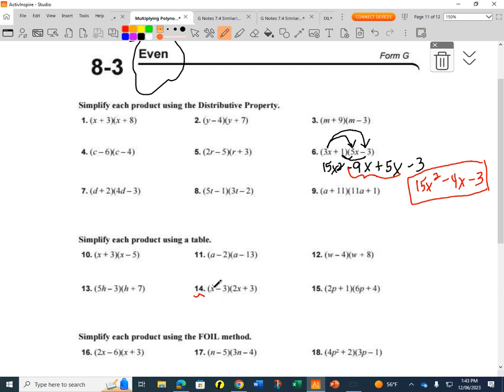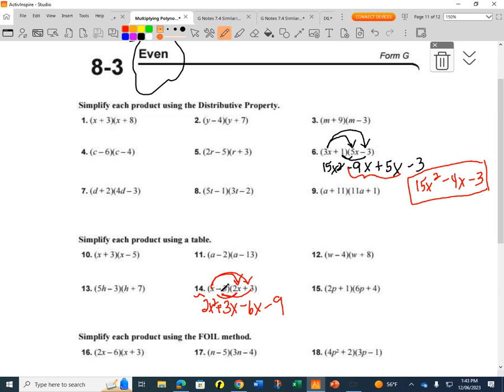So x times 2x. Oh, 2x squared. Good, 2x squared. x times 3. We've got 3 x's, it's just plus 3x. Negative 3 times 2x. Negative 3 times positive 2 is negative 6. We've got to have that x there. Negative 3, this was from here to here. Negative 3 times positive 3 is negative 9.